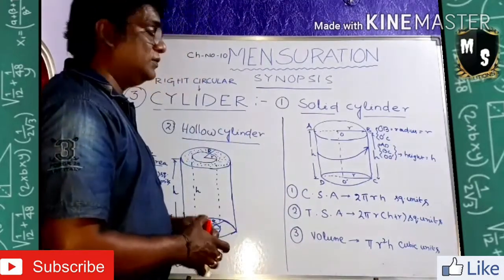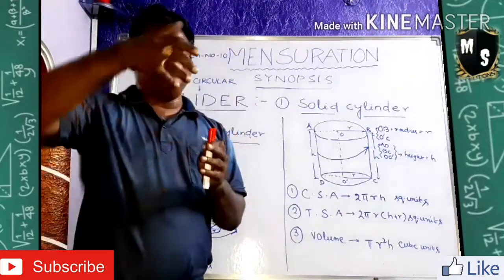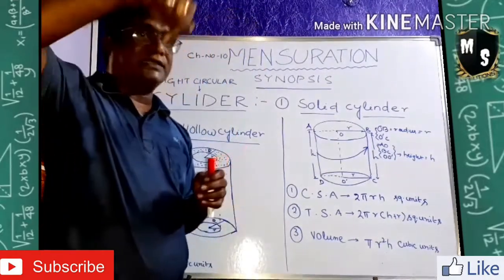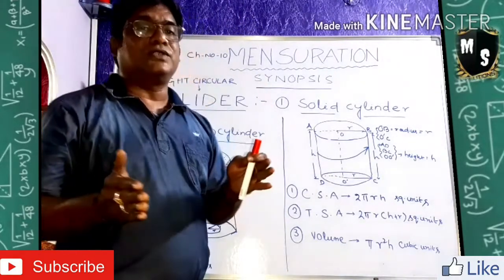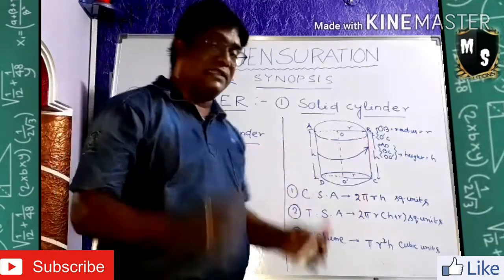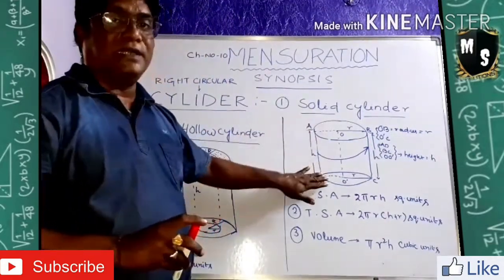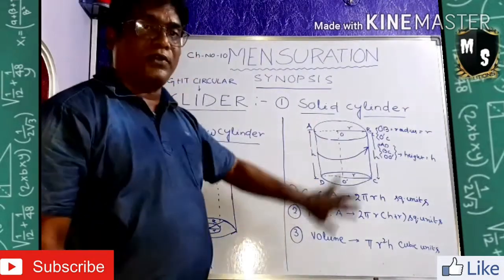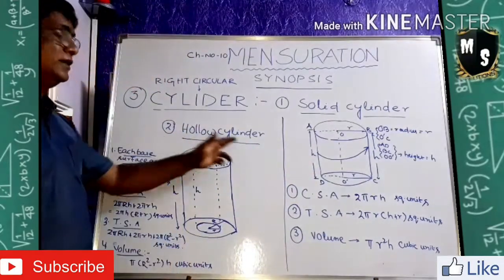I hope you understood. That means, what is a cylinder? When a rectangle makes a complete rotation, you get a circle at the top and a circle at the bottom, with the two sides as the height. That solid shape is called the cylinder, solid cylinder. Clear? Now the solid cylinder is over for you. I hope you understood it. Now come to the part called the hollow cylinder.